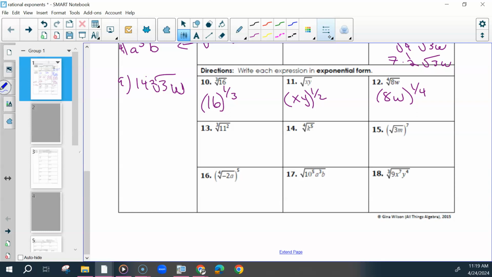In 12, how did you make 1/4? The index, whatever that is, we make that the denominator. And then we just put a 1 as the numerator, unless you see an x on it.